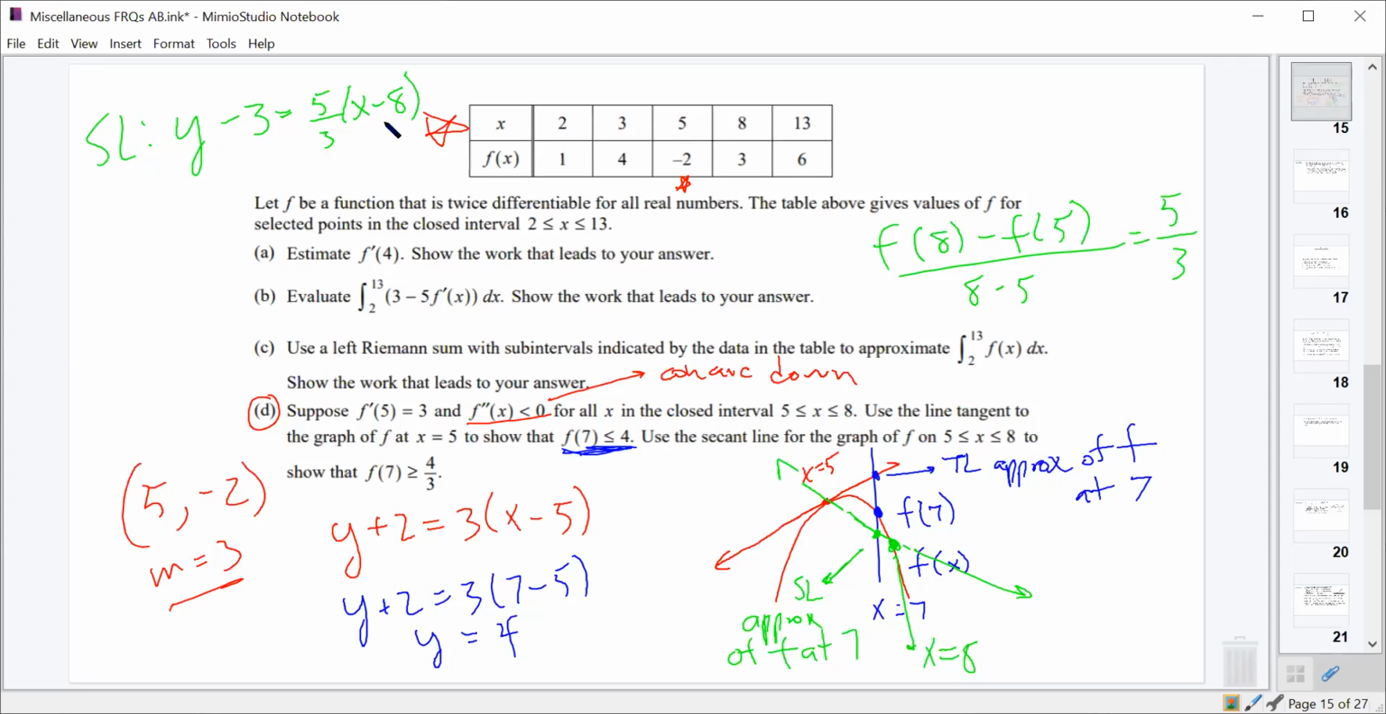And if we're going to use this to approximate the value at 7, then we're going to have y minus 3 equals -5/3, or y is equal to 9/3 minus 5/3, which is 4/3. And so the secant line approximation is 4/3, and the true value of the function then must be more than 4/3 because the function was concave down.